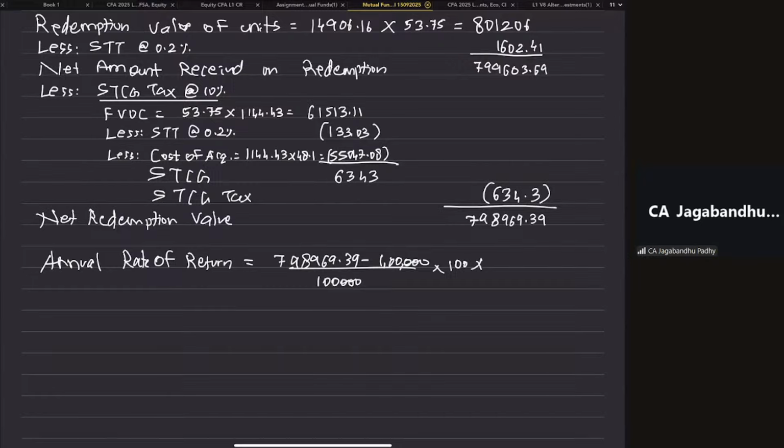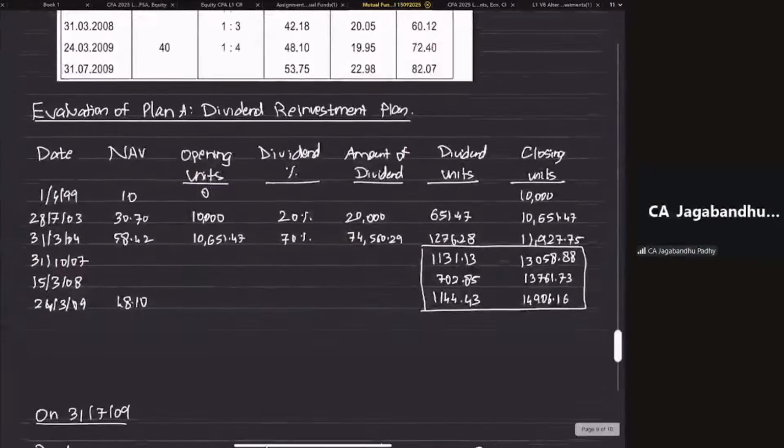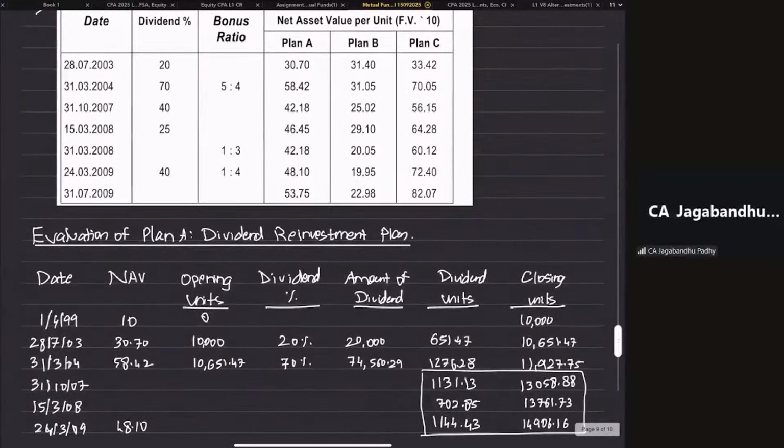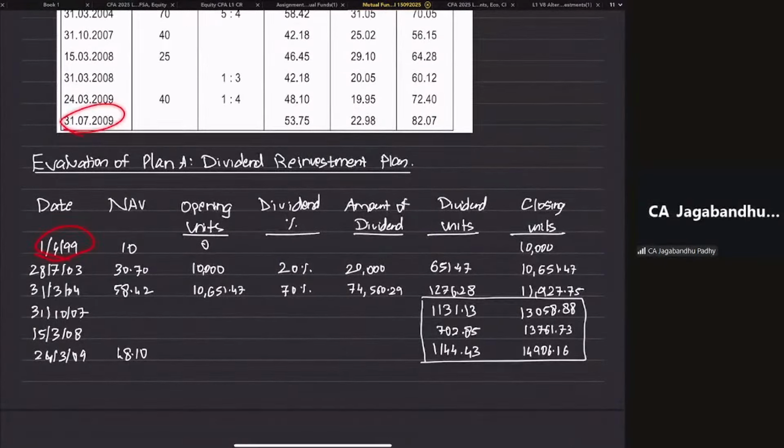Now here we need to adjust the time period. What is the time period over which we have earned this entire return? Because we started in 1999 and we are redeeming on 31st of July 2009. So what's the total number of months, from 1st April 99 till 31st of July 2009?